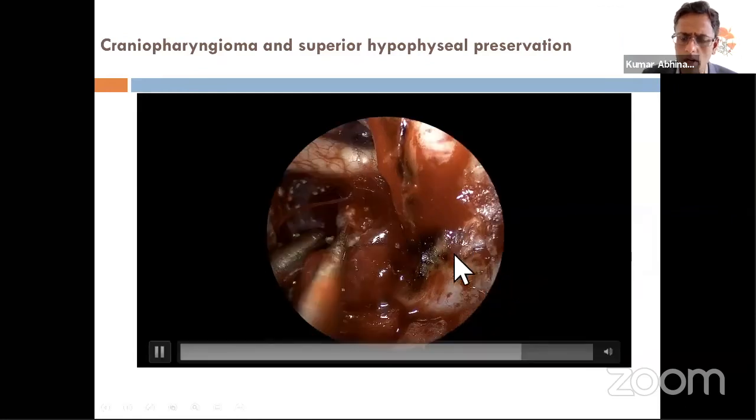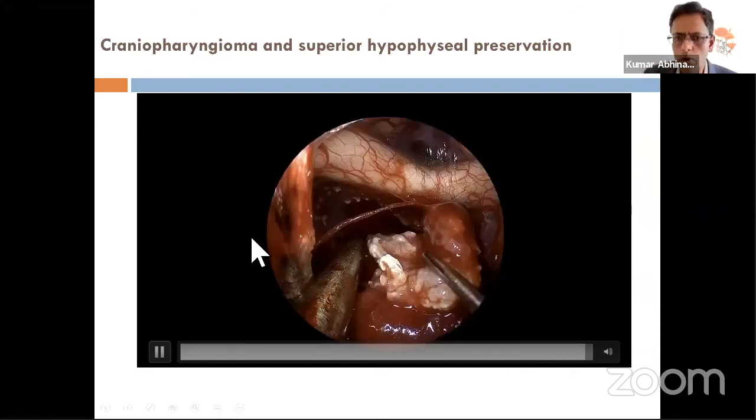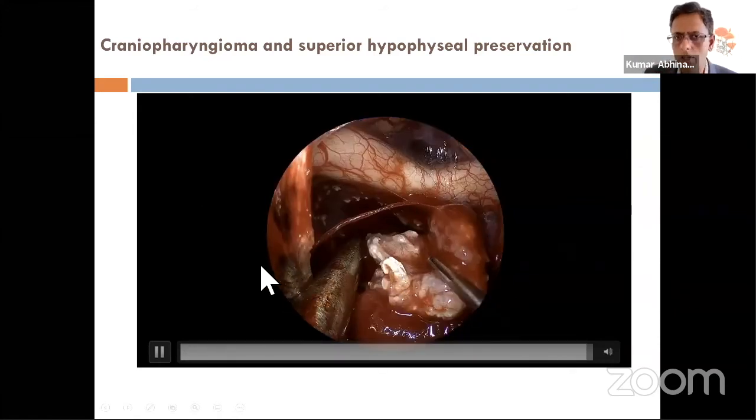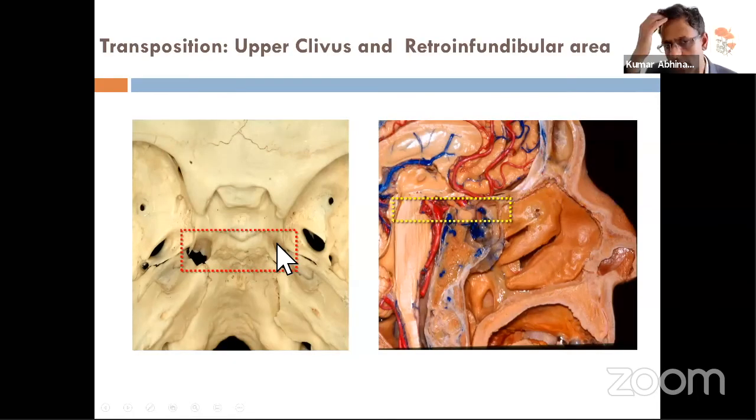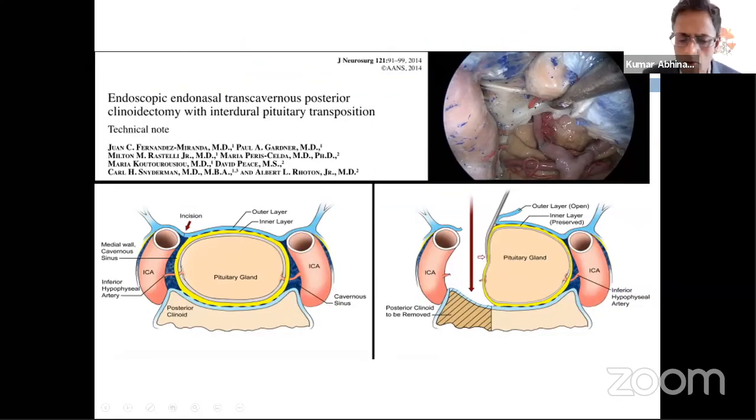So going on to the next aspect of the talk, we talk a little bit about the upper clivus and the retroinfundibular area, sort of moving south. Here I've really focused on the transcavernous transposition rather than the various types of transposition, which I presume will be covered later on in the conference. But again, this is a big contribution from UPMC by Juan and Paul.